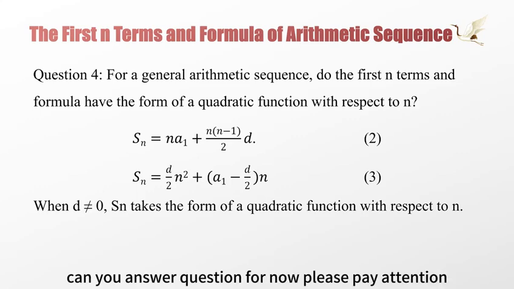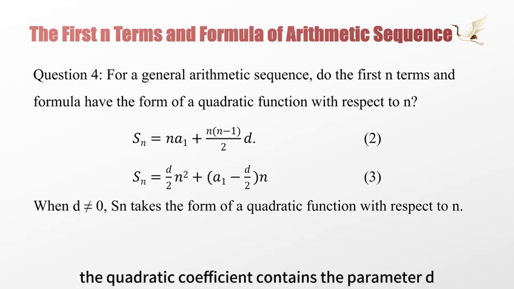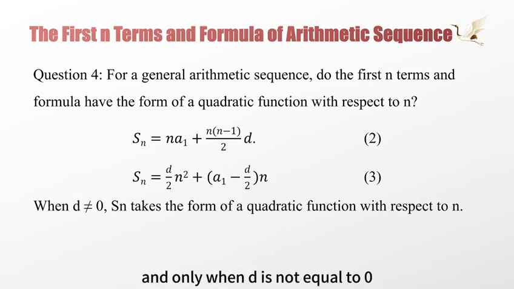Can you answer the question for now? Please pay attention. The quadratic coefficient contains the parameter d, and only when d is not equal to 0, Sn has the form of a quadratic function with respect to n.